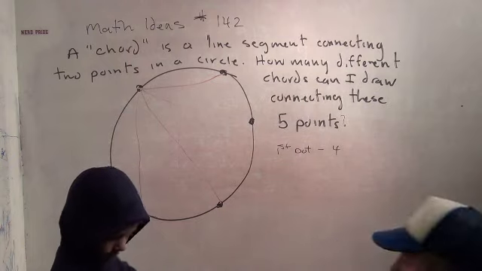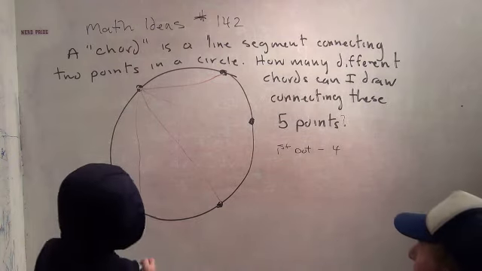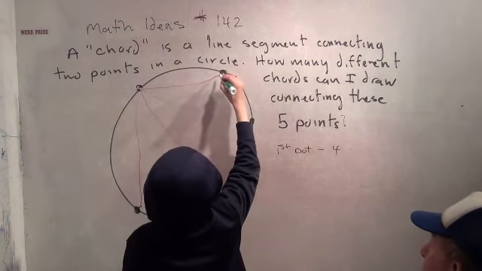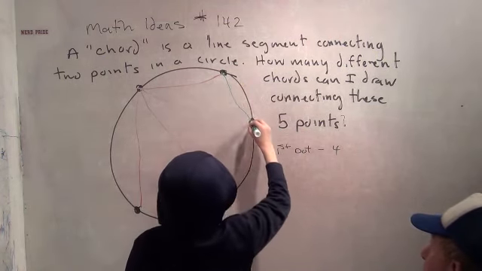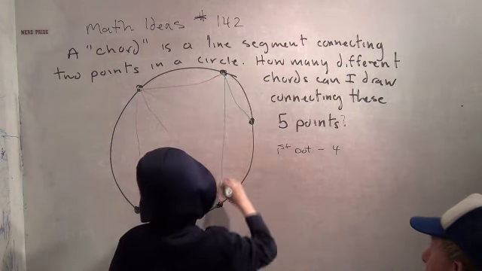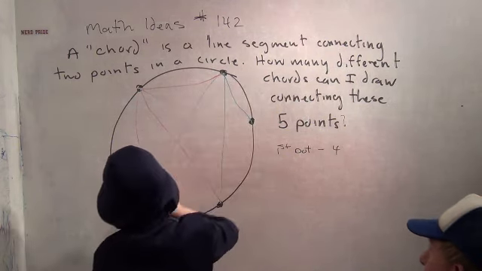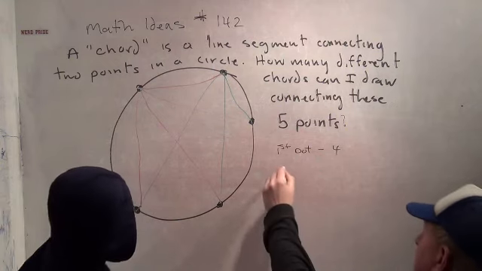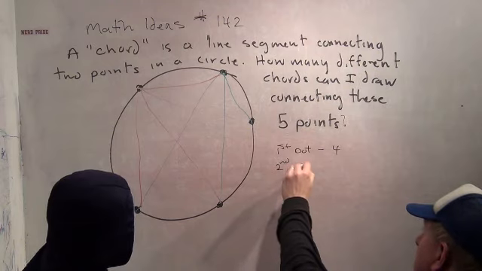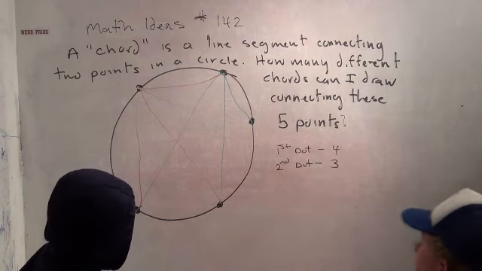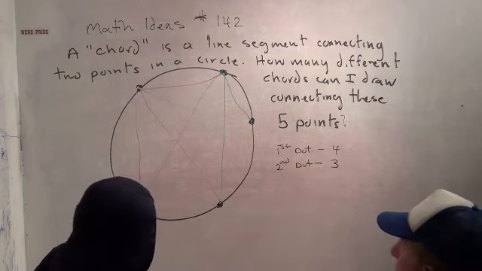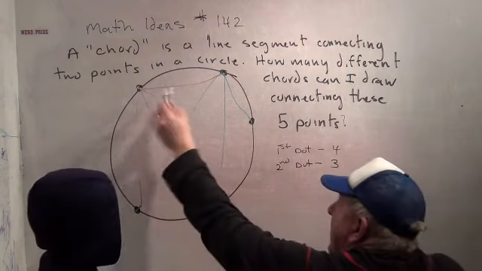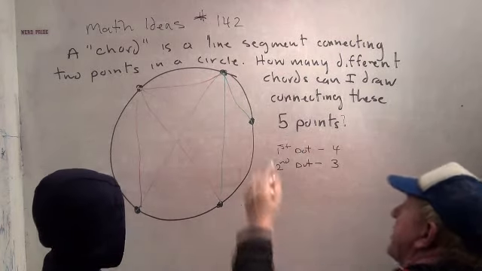Now why don't you switch to a different color? Here's green. And go to the second dot. What dot do you want to go to second? That one. Okay? So what can you draw from there now? One, two, three. Aha! So the second dot. Now why did the second dot have fewer than the first dot? Because one was already connected to the first dot. Right, we already had this chord drawn in, so this one only had 3 more to draw.